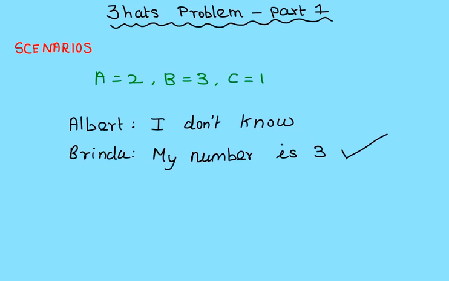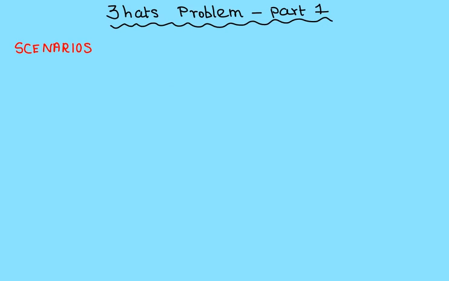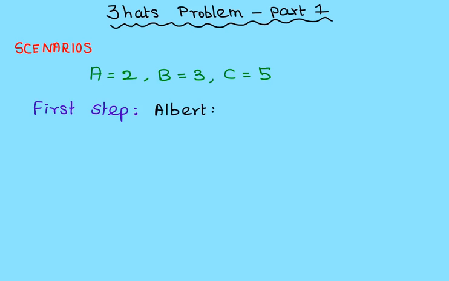Now let us go a little deeper. Our third scenario ends with the third conversation. Let a equal 2, b equal 3 and c equal 5. So in the first step, Albert sees b equal to 3, c equal to 5. Since they are different, Albert says, I don't know.